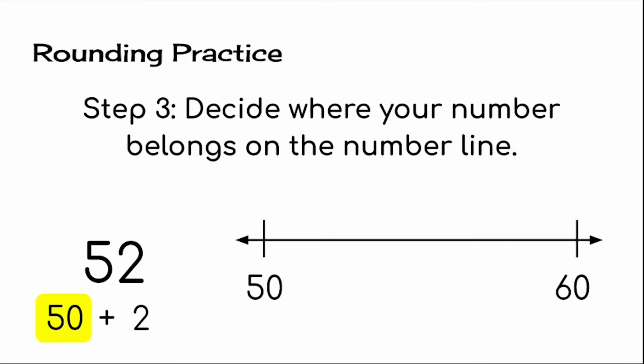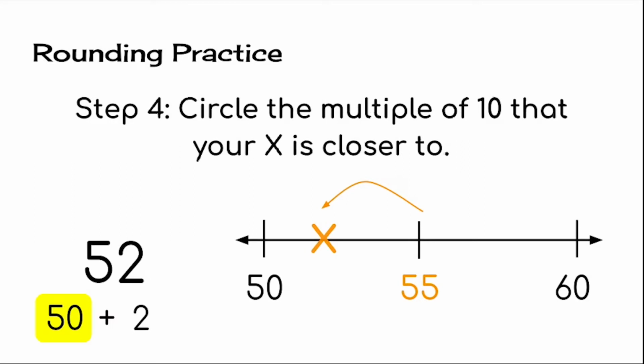Then, step 3, decide where your number belongs on the number line. Well, the halfway point is really important, and if half of 10 is 5, then halfway between 50 and 60 is, there we go, it's 55. But 52 is definitely less than 55, so I'm going to put the X around here. And the last step, step 4, circle the multiple of 10 that your X is closer to. Oh yes, it's closer to 50. 52 rounds to 50.